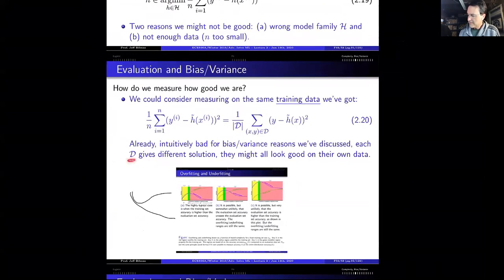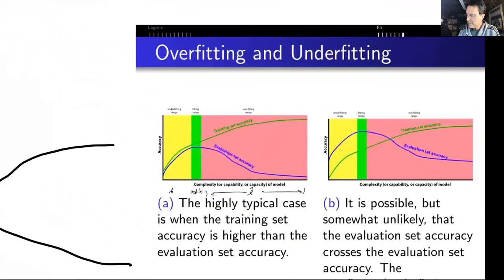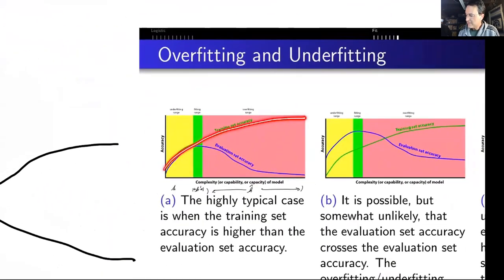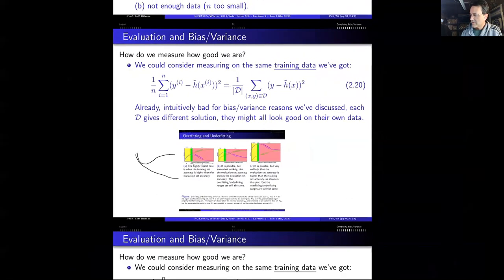So each time we train, we're going to get very different Ds. We're going to get different solutions, but they all might look good. Each time we train, the accuracy might get really high on different data sets, but we're going to get very, very different solutions. Just because the accuracy of this model is good on this data set doesn't mean the accuracy is good overall. Same with the error.